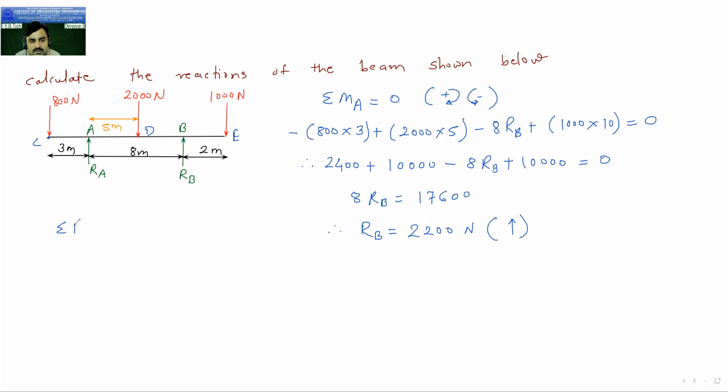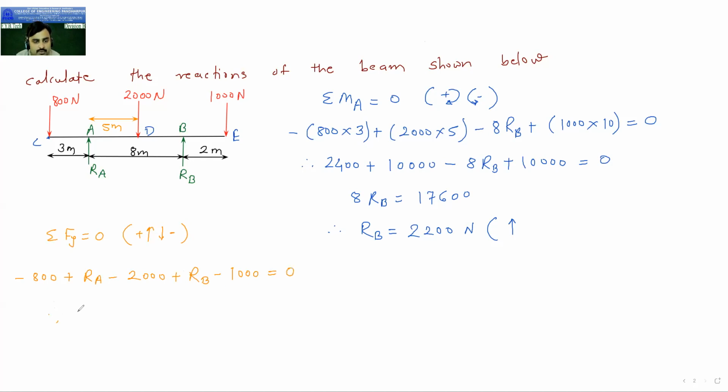Now I will apply summation Fy equal to 0. Upward forces are positive, downward forces are negative. So if you apply summation Fy equal to 0, what you will get? You will get minus 800 plus Ra, then minus 2000 plus Rb minus 1000. All this is equal to 0.